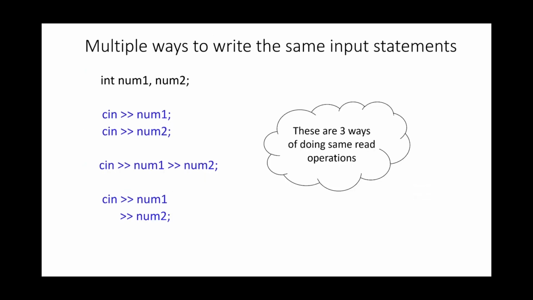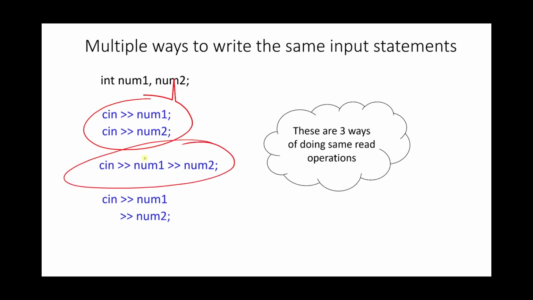Okay, so these three blocks, this block, and this block, and this block, those three blocks are doing exactly the same thing, asking for two inputs to be stored in num1 and num2.